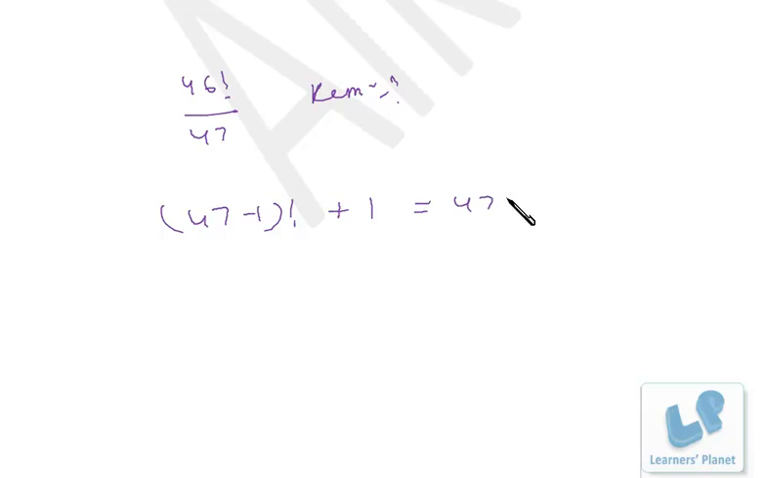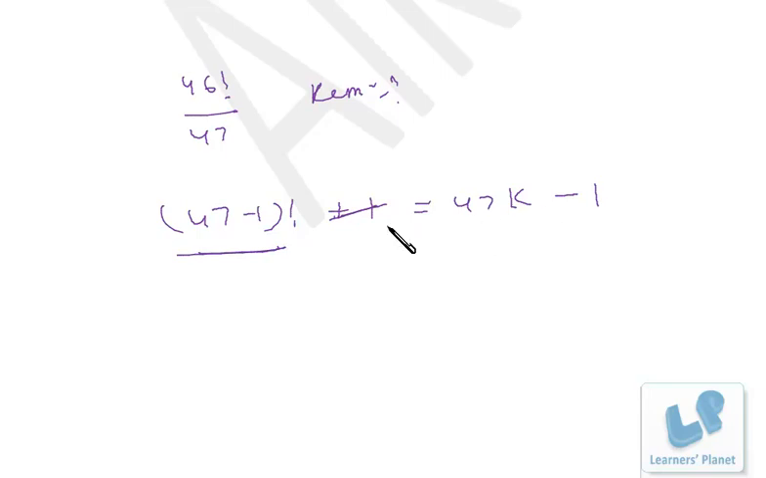Now suppose I have a question: if 46 factorial is divided by 47, what is the remainder? Now 46 factorial is what? 47 minus 1 factorial, right? So (47 minus 1)! plus 1 will be divisible by 47, right? So (47 minus 1)! plus 1 is actually 47k, but we want the value of this, so that will be 47k minus 1, right? So this expression is actually 47k minus 1.